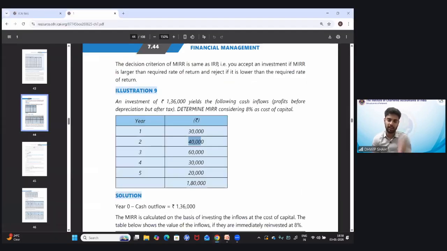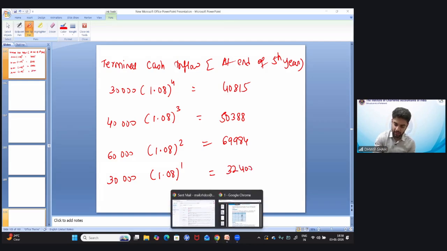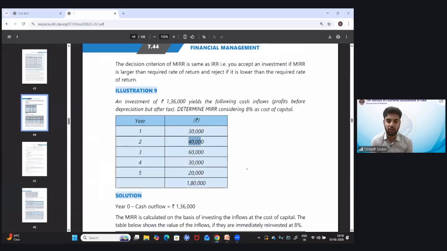Likewise, the fourth year cash inflow of 30,000 would be reinvested for 1 more year at 8%. Okay? So 30,000 into 1.08 raised to 1. So at the end of the fifth year, this 30,000 will become how much? 32,400. Likewise, the fifth year's 20,000. Would it be reinvested? This is already at the end of the fifth year and we need the value at the end of the fifth year, so there will be no reinvestment.